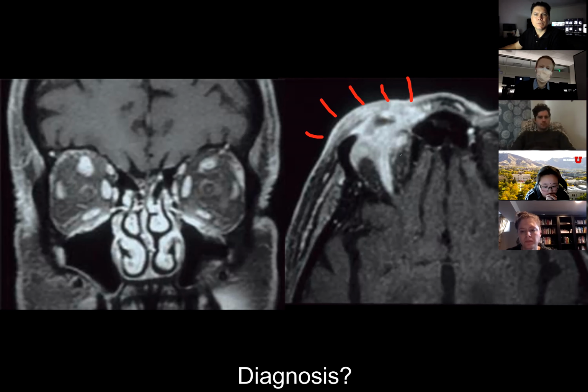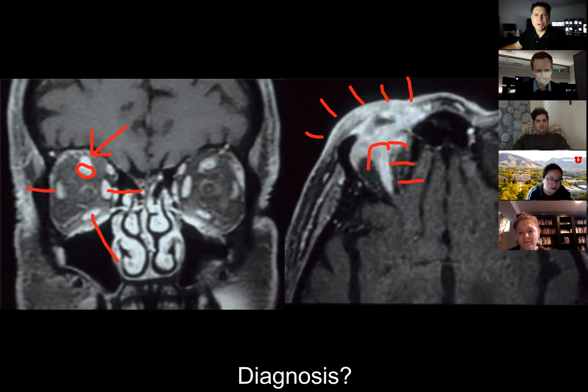Yeah, so it looks like there's enhancement. Yeah, it looks like it's along the superior oblique muscle. What's abnormal about that enhancement? Sorry, inferior rectus. What's that? Medial rectus. What's that? Lateral rectus, superior rectus. What is that? Yeah, so abnormal thickening and enhancement of the superior rectus muscle.